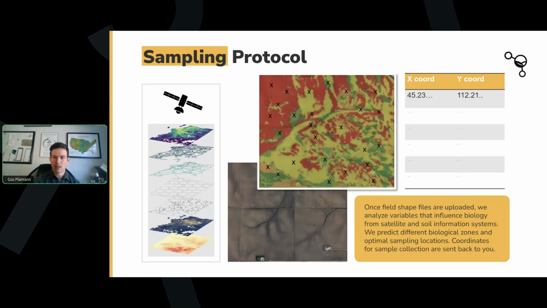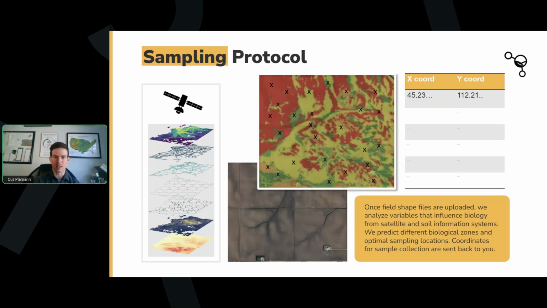So first, shape files are uploaded, and then those environmental variables that influence soil biology are looked at to determine what specific biological zones look like. How much variability is there in the field? Is it really homogeneous, really uniform, or is there a lot of difference across the field in terms of soil biology? That determines the sampling locations, so that folks can go out, and instead of having to pull a sample every 1 acre or 2.5 acres or 5 acres like a typical grid sampling protocol, in this case, rather than that high intensity sampling, only a handful of samples will be required from those representative zones to provide an accurate map and get an idea of how soil biology varies across the field. So after the sampling zones are determined, coordinates are sent back to the client for sample collection.